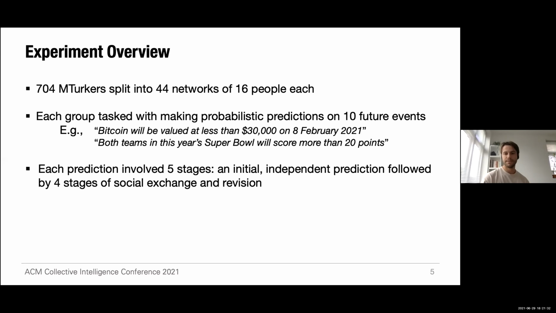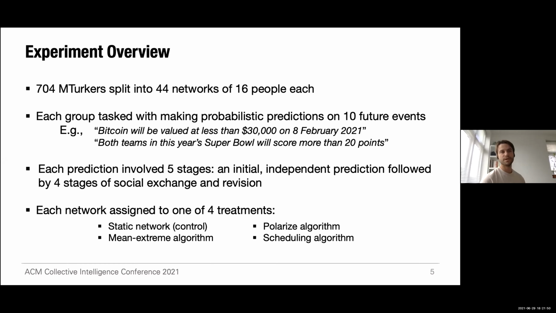For each event being predicted, participants would first act independently to make a probabilistic prediction and write a short rationale. This was then followed by 4 stages of social exchange, where participants viewed the responses of their network neighbors and revised their predictions.